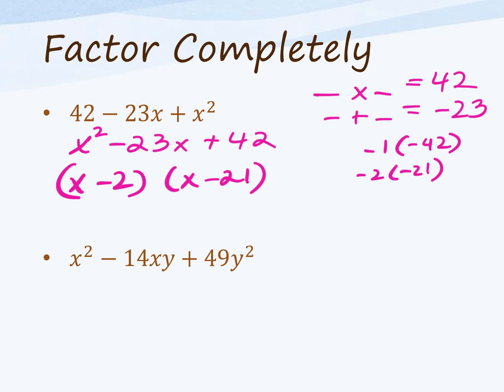Okay, so for the first one here, 42 minus 23x plus x squared, what you're doing is I put it in standard form first. Then I was looking for 2 numbers that will multiply to give me 42, and the same 2 numbers that will add to give me negative 23. As I start my list of factors, I found the one that will work will be negative 2 times negative 21. And because the leading coefficient, or the number in front of x squared, was a 1, I can go right into my 2 binomials. I don't need to factor by grouping.